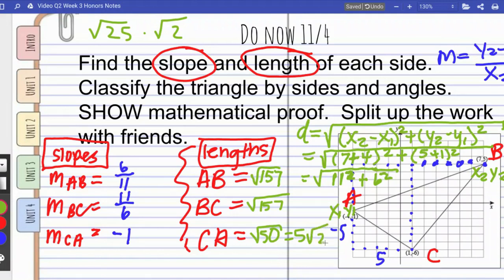Okay, I brought back stuff from units 1, 2, and 3. The reason why I brought all this stuff back up is to talk about classifying triangles. Well, if I look at AB and BC, what do you notice about AB and BC? The lengths are the same. If the lengths are the same, that means this triangle has 2 congruent sides, which makes it an isosceles triangle because AB and BC are congruent to each other.